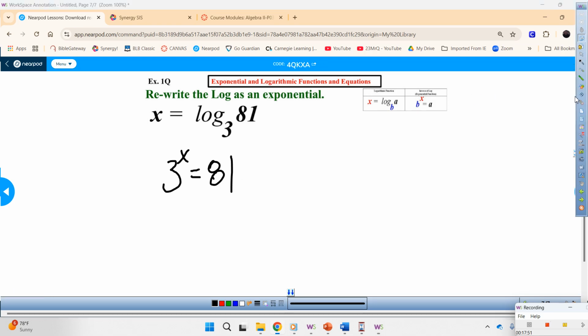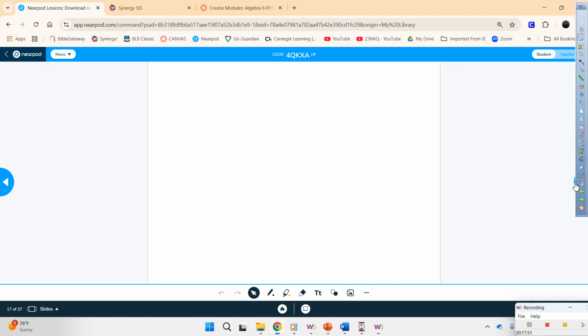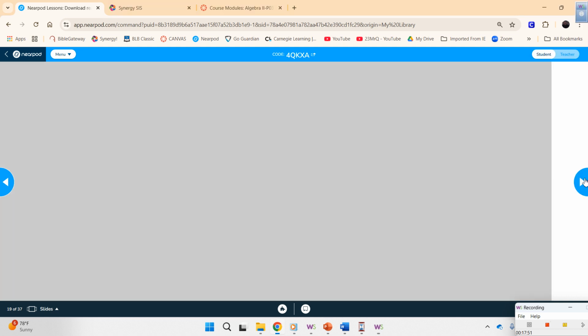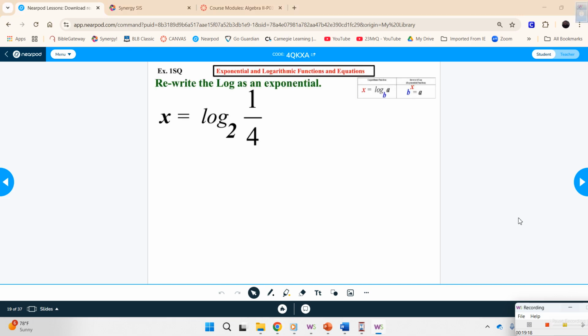Let's do another one. Copy this one. X equals log 2 to the 1/4. And for this one, send me your exponential function once you're done on the screen, please. Not bad. All right, from 1 to 5, how comfortable are you with this so far? 5, 5, 5. Okay. So that's good and dandy.